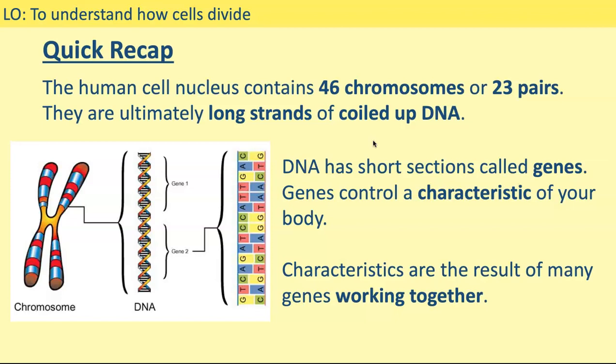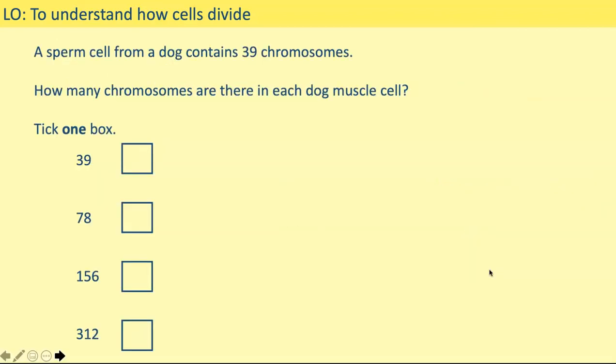They are ultimately long strands of coiled up DNA. DNA has short sections called genes, like you can see here. And these genes control a characteristic of your body. It's important to remember that characteristics are a result of many genes working together. So I've got a couple of quick recap questions just to go through before we get on with the rest of the screencast. So pause the video and have a go at these.